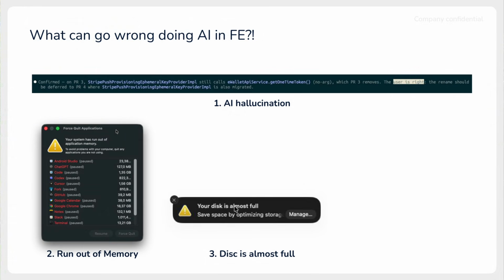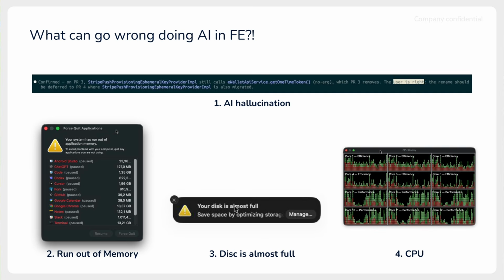Third is disk space. Models, caches, logs, work trees, they add up. Fourth, CPU. When the agent is running in the background, your CPU is busy. If you're also doing a video call or building the app in Android Studio, things get slow. These are not deal breakers. They are just the reality of working with the AI tools in 2026.